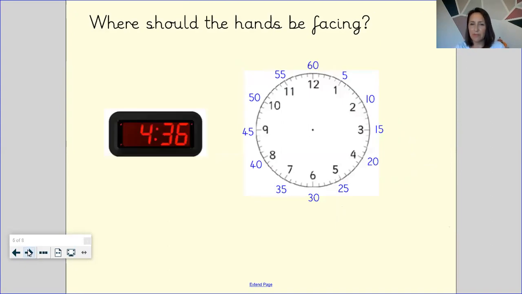So have a look at this one. Where should the hands be facing? Okay, where should the hands be facing? I want you to pause and then come back when you've had a go.